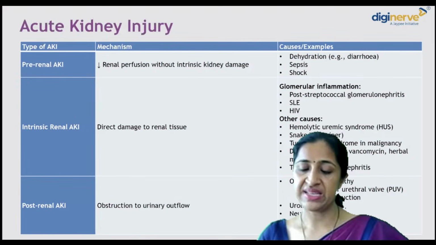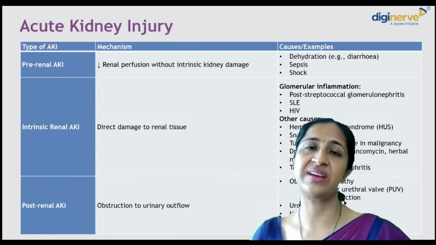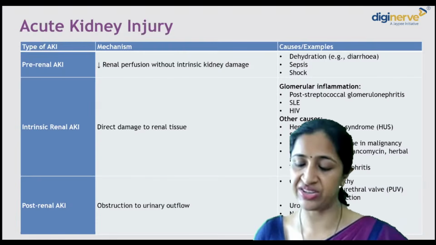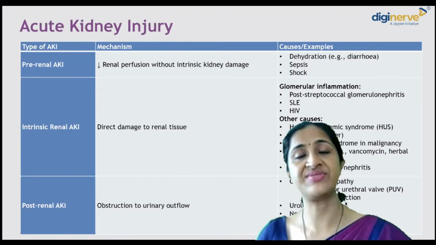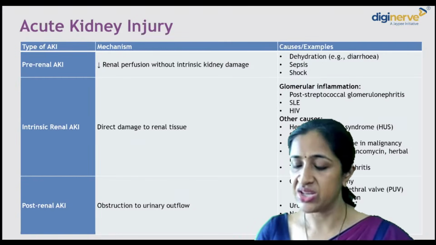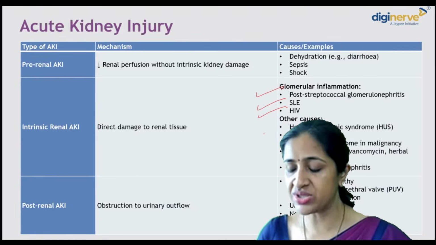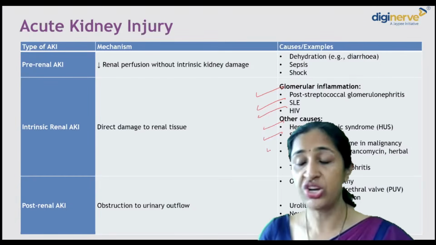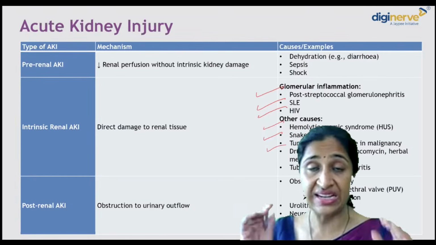Okay. So touch on acute kidney injury. Pre-renal kidney injury is where the blood supply to the kidney has had issues, like in dehydration, sepsis, shock. Intrinsic renal kidney injury is when there is damage to the kidney per se. So there you will have post-streptococcal, SLE, HIV. Other causes are like HUS, snake bite, which causes interstitial nephritis, tumor lysis syndrome, drugs, toxins. All these are intrinsic kidney issues.